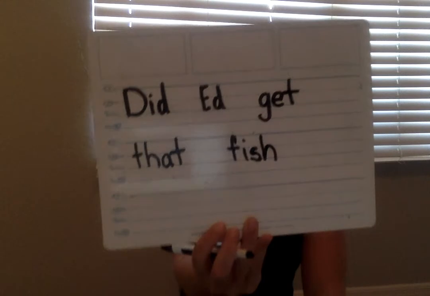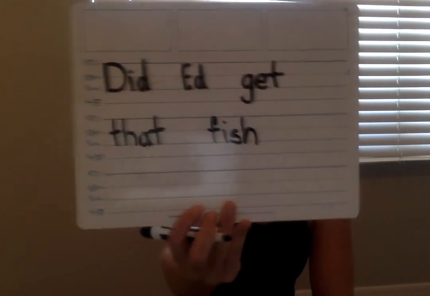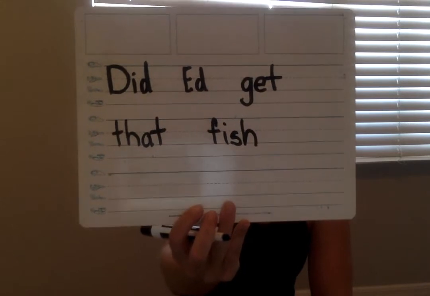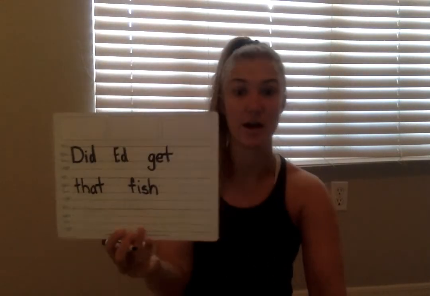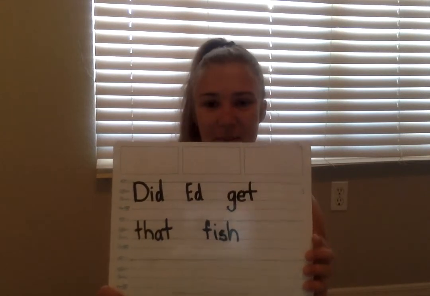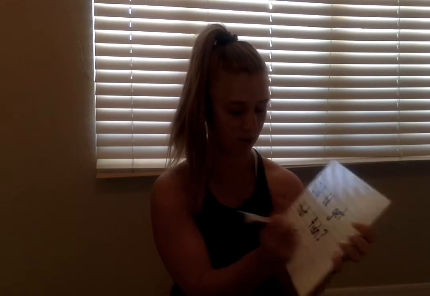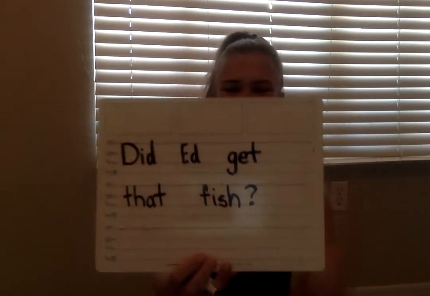So now my sentence says, did Ed get that fish? What is this sentence missing? What goes at the end of a sentence? Good. I'm sure a lot of you just said a period, but it's not a period because I'm asking a question. I'm wondering, did Ed get that fish? So you are going to put a question mark. Everyone say question mark. Because we are wondering, did Ed get that fish?